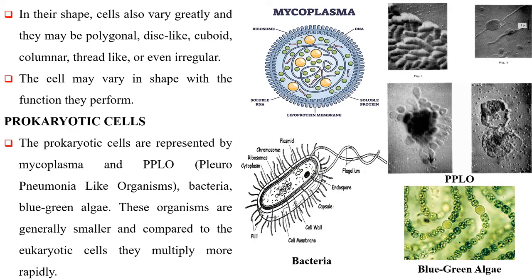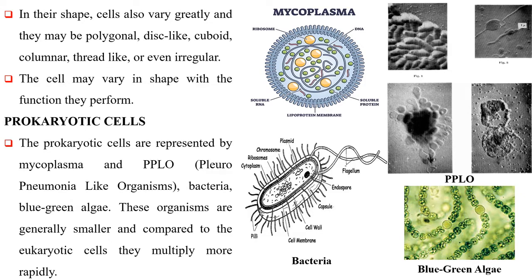In their shape, cells also vary greatly and they may be polygonal, disc-like, cuboid, columnar, thread-like, or even irregular. The cell may vary in shape with the function they perform.